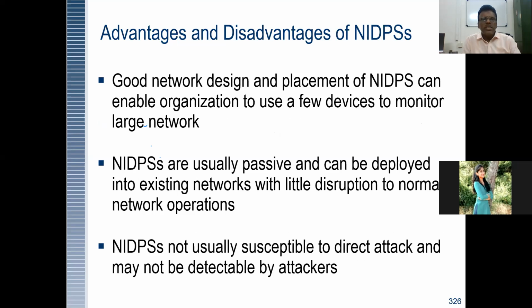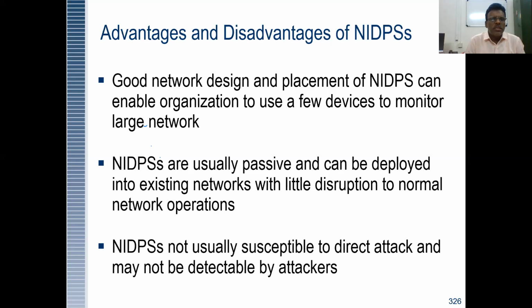What are the merits and demerits of the network intrusion detection prevention system? One, good network design and placement of the network intrusion prevention system can enable the organization to use few devices to monitor a large network. We need not go for a full-fledged secured gateway, packet filtering, or circuit level VPNs. We can make use of a few devices to monitor the full network within the organization, and they are usually passive and can be deployed into an existing network with little disruption to normal operation.